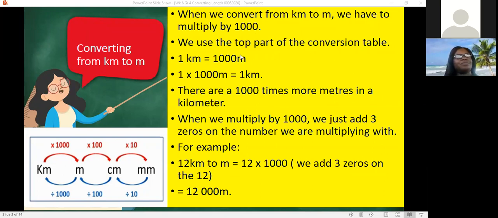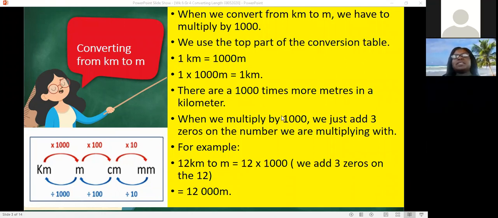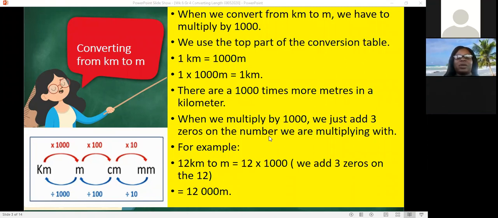For example, 1 kilometer equals 1,000 meters. And how do we get this 1,000? We say 1 times 1,000 equals 1,000 meters. So there are 1,000 times more meters in 1 kilometer, meaning that in 1 kilometer, there are 1,000 meters. And when we multiply by 1,000, we just add 3 zeros to the number we are multiplying.